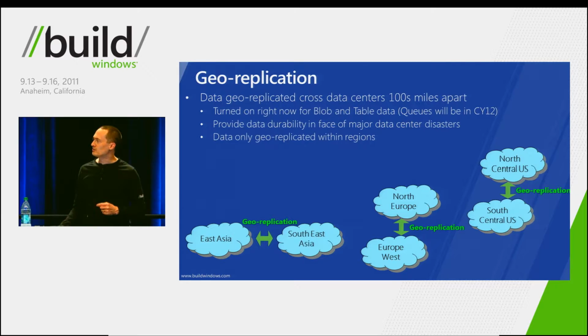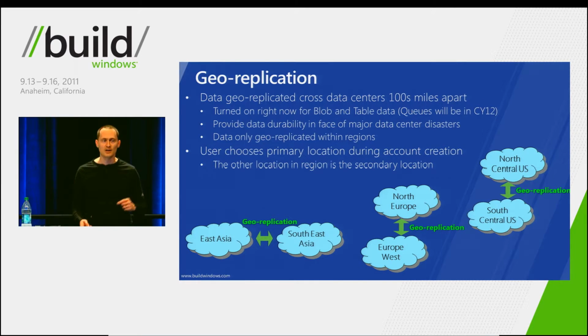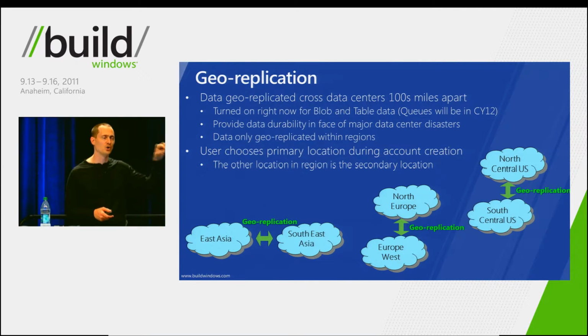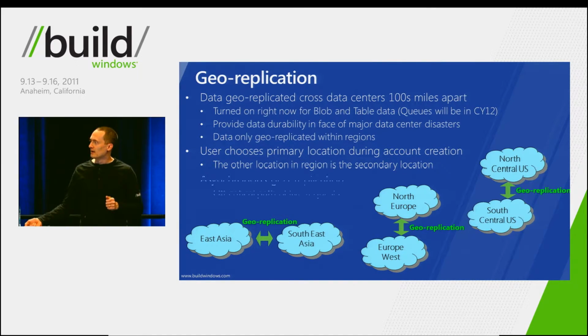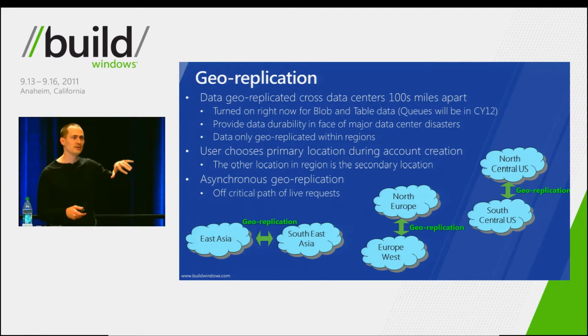And when you create your storage account, you choose the primary location where you want to host your data. So for example, if you choose US North, that's the primary location where your data is stored, and all your requests go to US North. But in the background, we asynchronously geo-replicate your data to South Central. And as I mentioned, the geo-replication is asynchronous, so it stays off the critical path of your transaction. Your data is committed, for example, in US North, success is returned, and then in the background, we do the geo-replication.